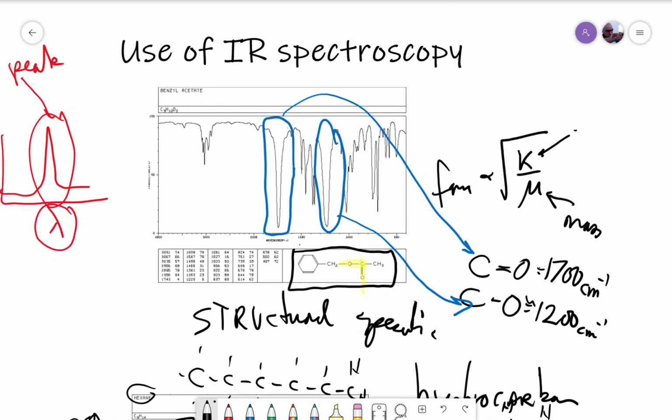So highlighting it, IR spectroscopy can be used as structurally specific information. The frequencies of these peaks are specific to the functional group of the molecule itself. So every single molecule will have a unique IR spectrum.